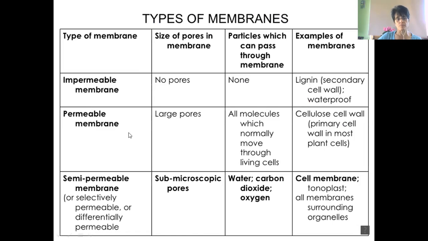Then you get the permeable membrane, okay? Permeable membranes have got large pores. Cellulose. So remember I said cellulose consists of lots of polysaccharide fibers, they're crisscrossing, there are large spaces between them, and it's very easy for large molecules to pass through cell walls, right? Then you get semi-permeable, all the other words, differentially, partially, etc., or selectively permeable membranes. So they've got those little microscopic pores, like me poking the holes in the paper, and small molecules can pass through, like water, carbon dioxide, and oxygen. All right, and we're talking now about cell membranes, like the tonoplast surrounding the vacuole and all the other organelles in the cell.